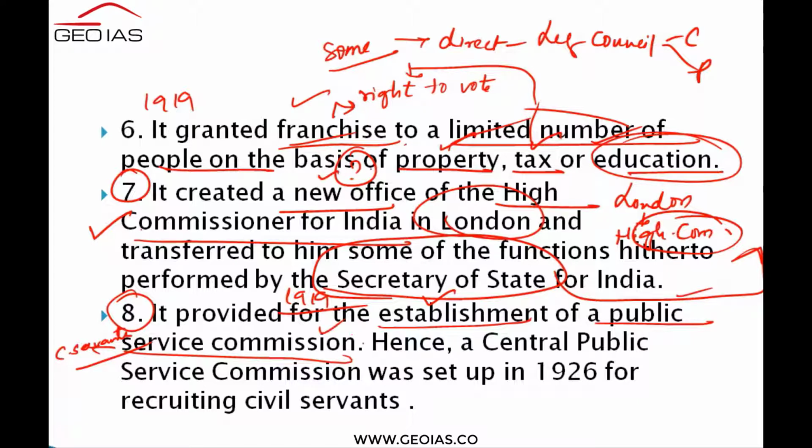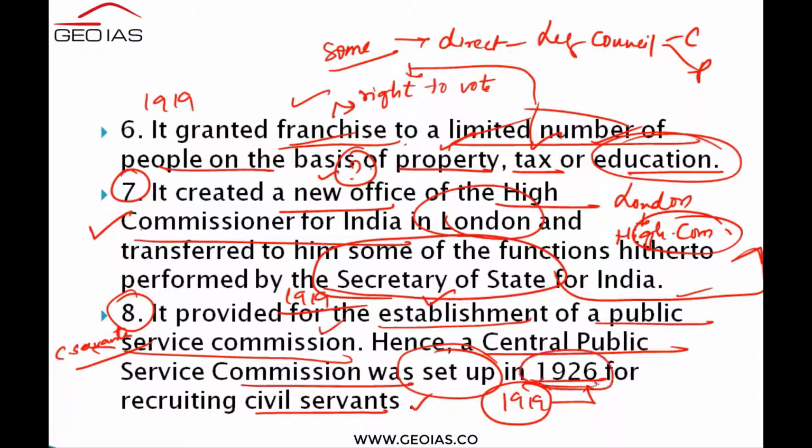Hence a Central Public Service Commission was set up in 1926 for recruiting civil servants. So from this 1919 Act onwards, in 1926 a Central Public Service Commission was set up to choose the civil servants. From that day onwards, civil servants were directly recruited through an examination conducted by the Central Public Service Commission, CPSC.